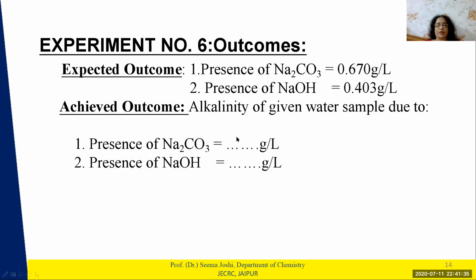Presence of sodium carbonate. In this, when we are assuming phenolphthalein endpoint as 4.0 and methyl orange endpoint as 5.0, then our results come out to be concentration of sodium carbonate as 0.53 grams per liter and concentration of sodium hydroxide as 0.6 grams per liter. So this is our overall calculation for this particular experiment.